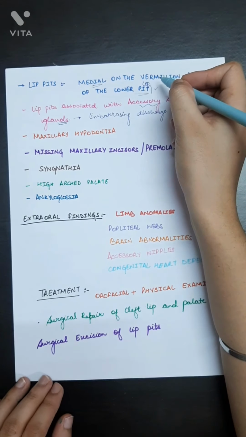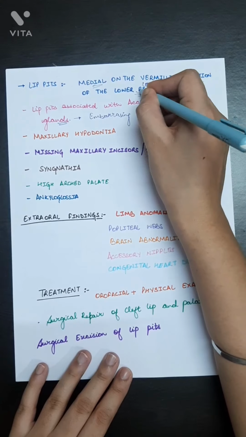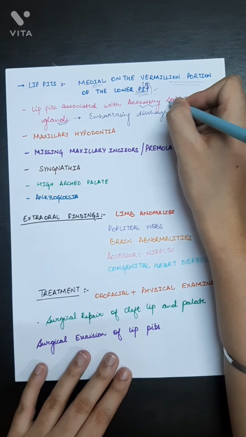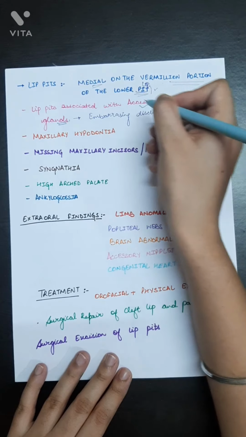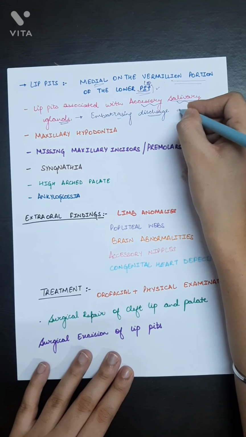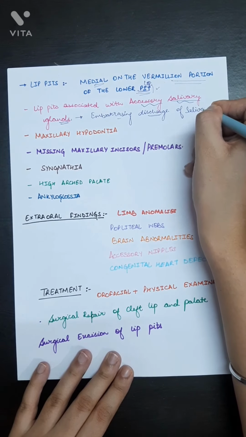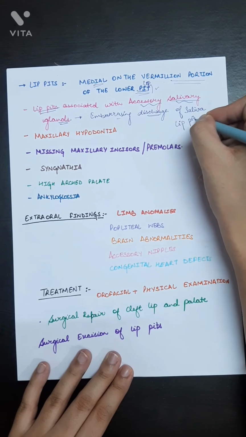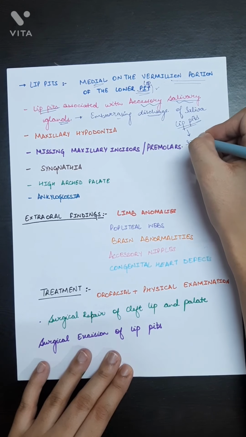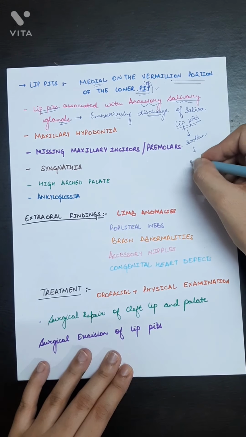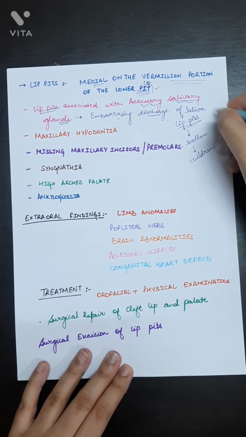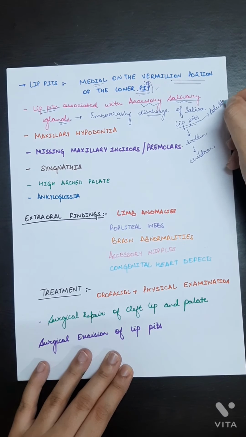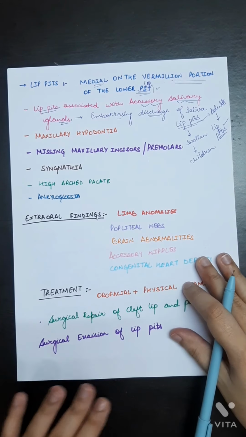Lip pits are present medially on the vermilion portion of the lower lip, right? Lip pits are associated with accessory salivary glands, which may cause embarrassing discharge of saliva from these lip pits. Lip pits are swollen in children, but in adults, they occur as pits on the vermilion portion of the lower lip basically.